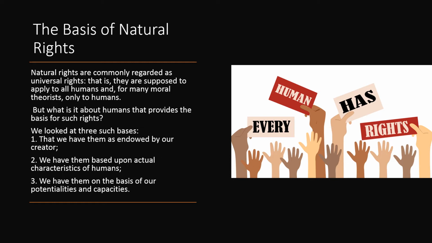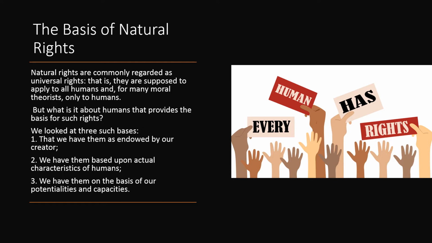But what is it about humans that provide the basis for such rights? We look at three such bases. They say that only human beings have the right or are capable of having these rights because, number one, we have them as endowed by our creator. Now somebody created them to have such rights, and that is why naturally they should have the rights.